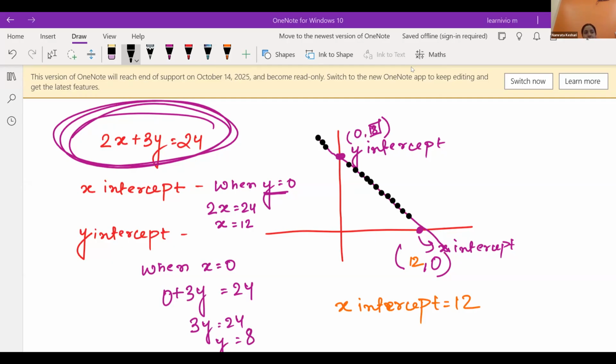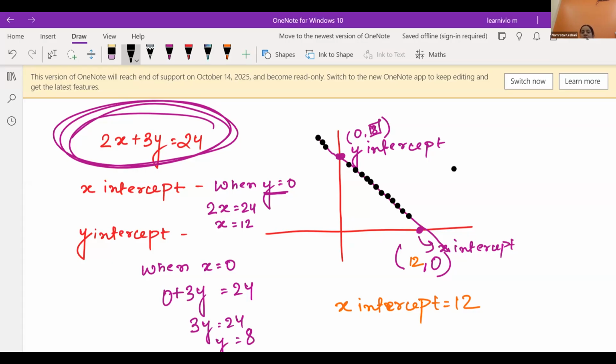Yes, Neha, Aisha. Can you see the screen? Yes, ma'am.